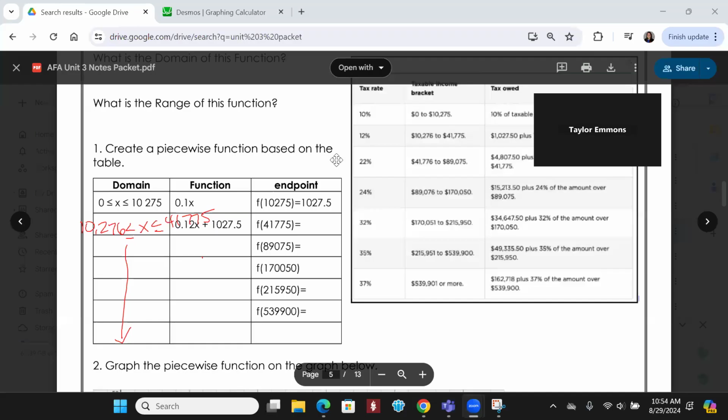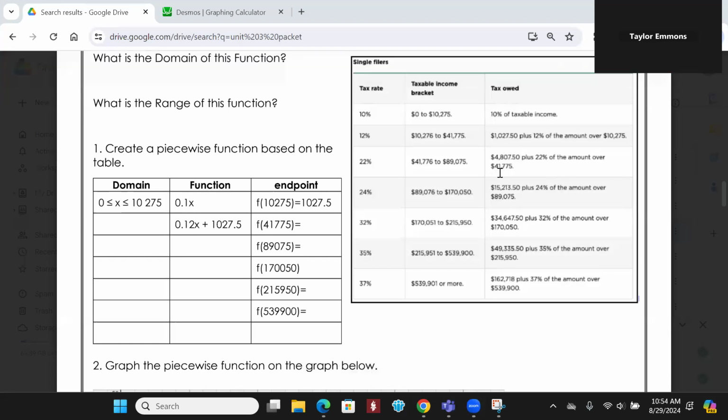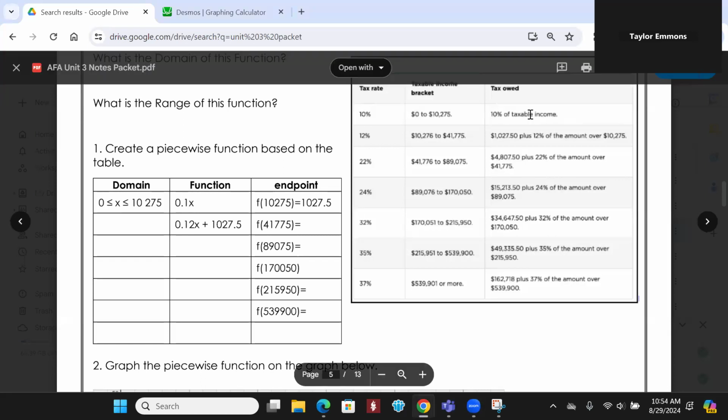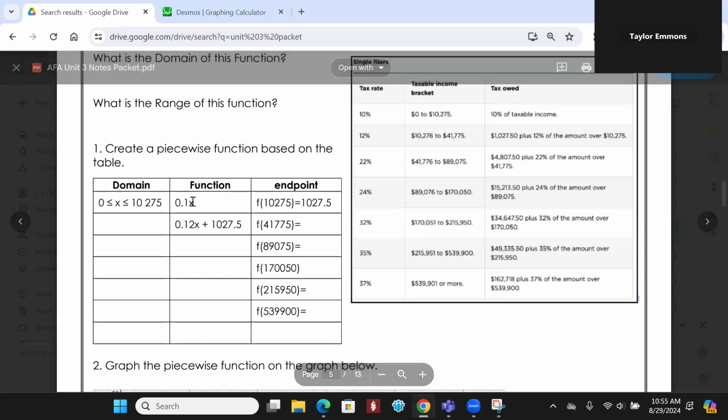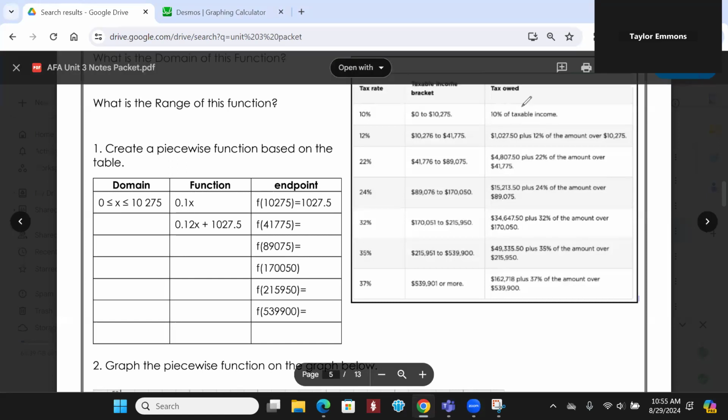Here we go. So we're going to write the functions for these. All right, looking back at this little table, from this number to this number, we get this function because it says 10% of taxable income. What's 10% changed to a decimal? 0.1. And if we take 0.1 and multiply it by the income, that's how we get how much we're going to pay in taxes. Does that make sense? So we take our taxable income and multiply it by that 0.1. That's how we got our function.